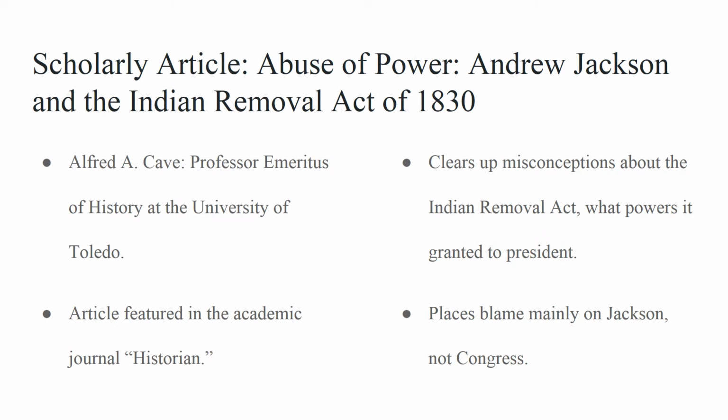Also used for researching the project was a scholarly article named Abuse of Power, Andrew Jackson and the Indian Removal Act of 1830. Written by Alfred A. Cave, Professor Emeritus of History at the University of Toledo, this article was featured in the academic journal Historian. A number of misconceptions about the Indian Removal Act have become prevalent over the years, such as that it gave the right to forcibly remove Indians from their lands, and Cave attempted to disprove these notions in this article.